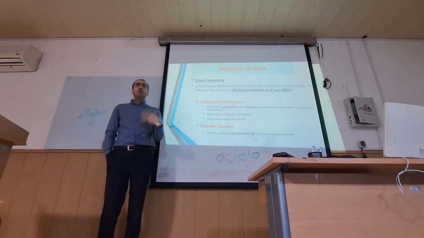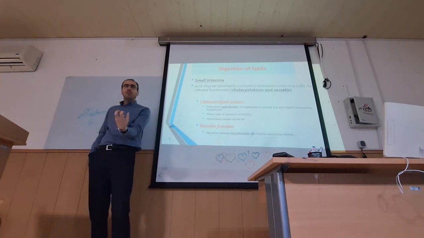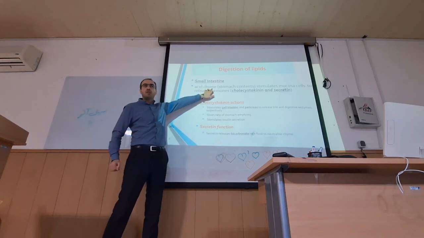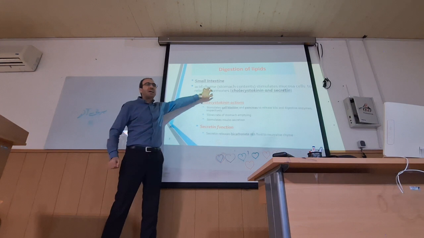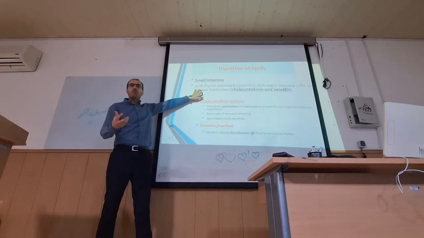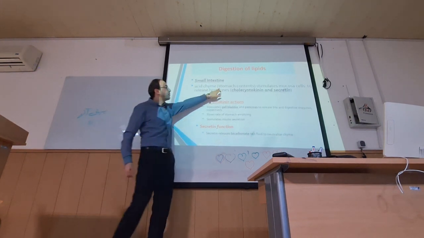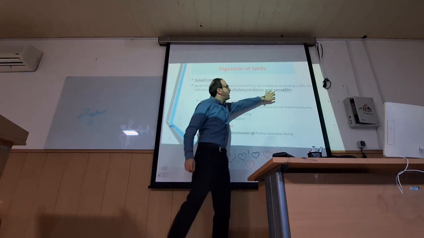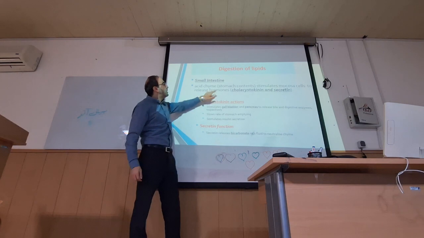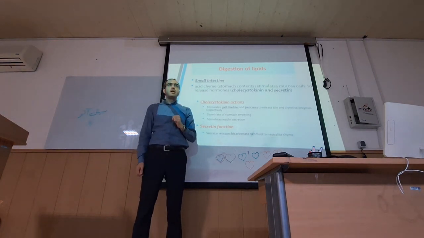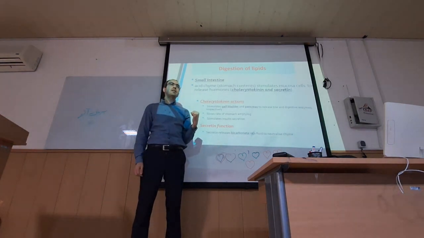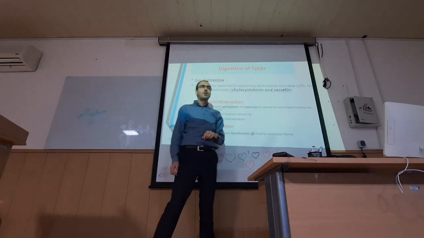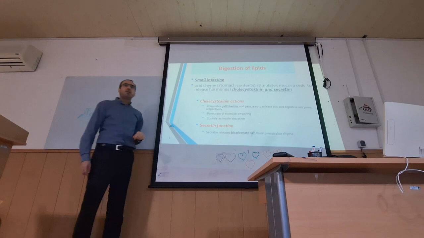But because the content of the stomach, which we call chyme, is acidic. Chyme or chymos is acidic, so it is known as the stomach content. This stimulates mucosal cells to release two hormones. These two hormones are so important in lipid digestion. They are known as cholecystokinin and secretin. What is their function?